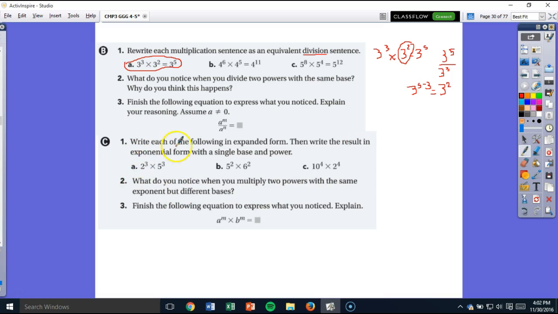Part C, write each of the following in expanded form, then write the result in exponential form with a single base and power. So again, I'll take part A.